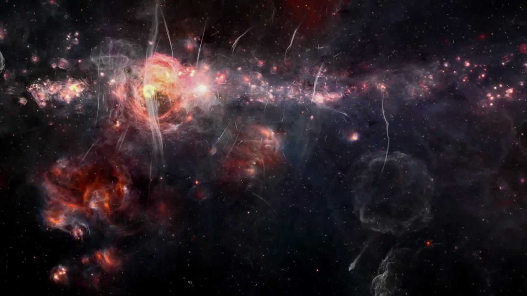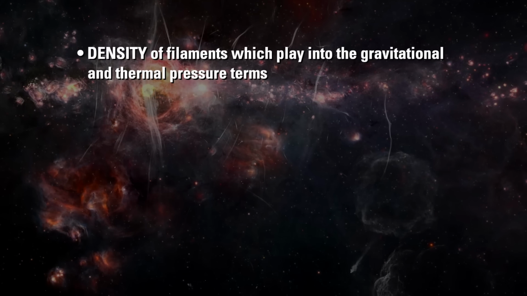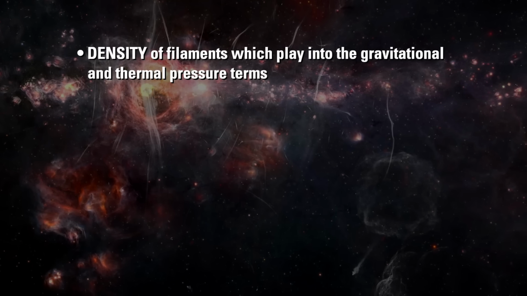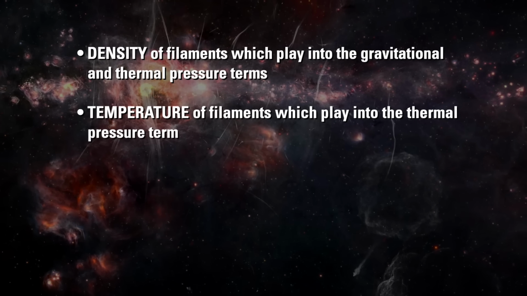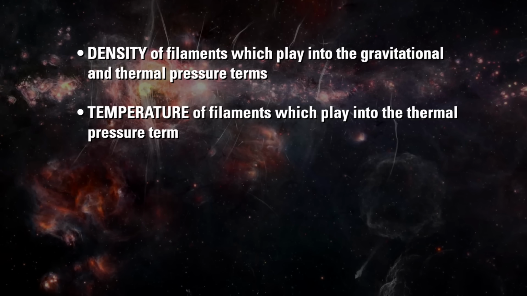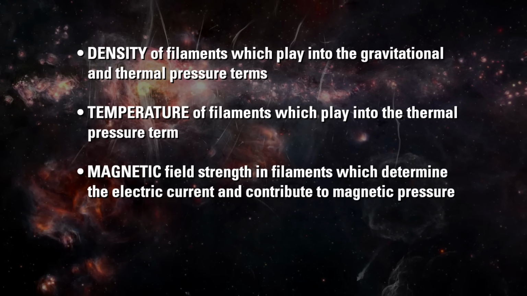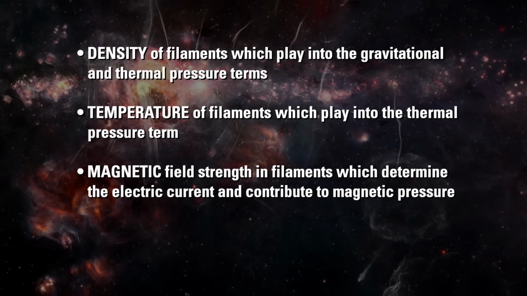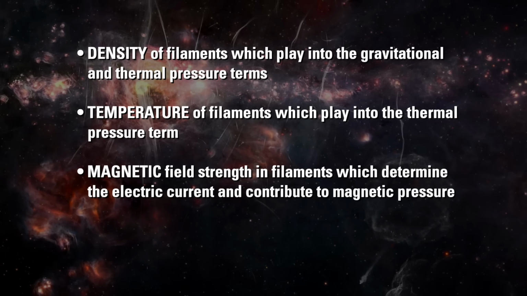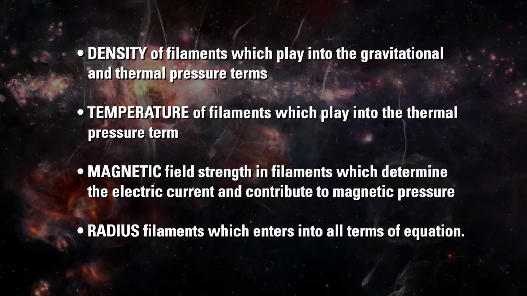What we are looking for then is data from the literature about the density of the filaments, which will play into the gravitational and the thermal pressure terms; the temperature of the filaments, which will play into the thermal pressure term; the magnetic field strength in the filaments, which will determine the electric current and also contribute to the magnetic pressure; and lastly, the radius of the filaments, which will enter into all the terms of the equation.